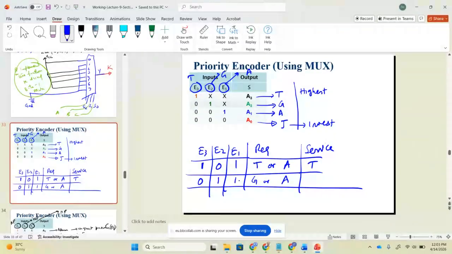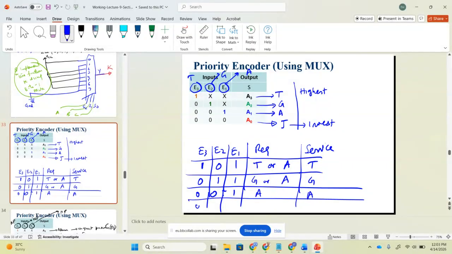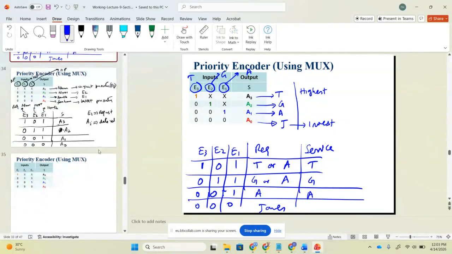So in this case, who will be serviced? Ghala will be served. And if E1 is 1 alone, A1 will be serviced because there is a single request, so Abir will be serviced. Got it? And if all of them are 0, the lowest priority is for James. Any question? So this is how we need to design it. How can we design this encoder using multiplexers? I will explain this in an example.